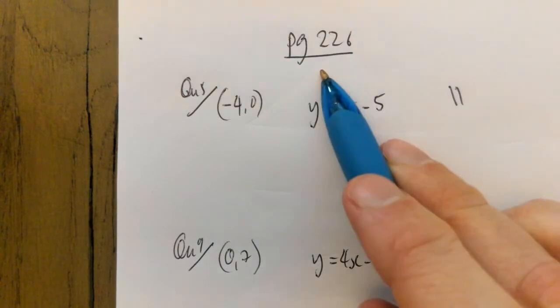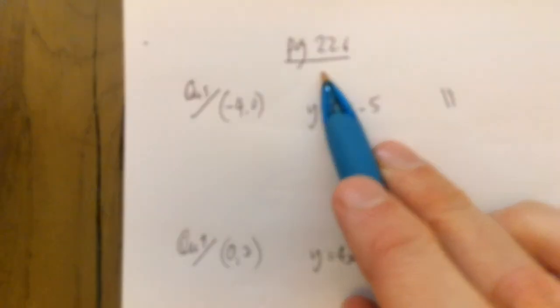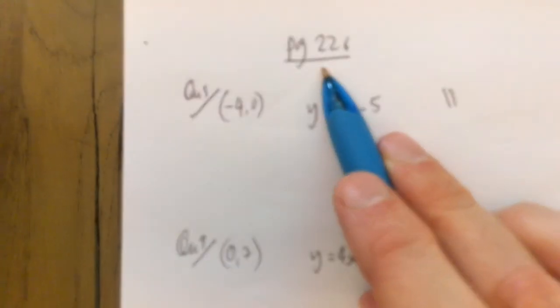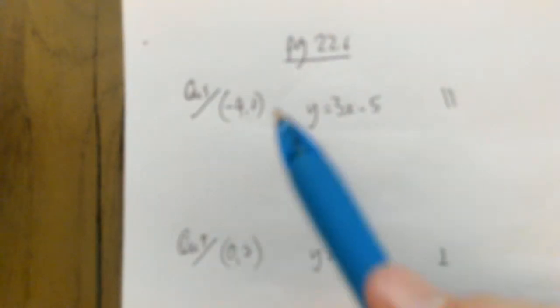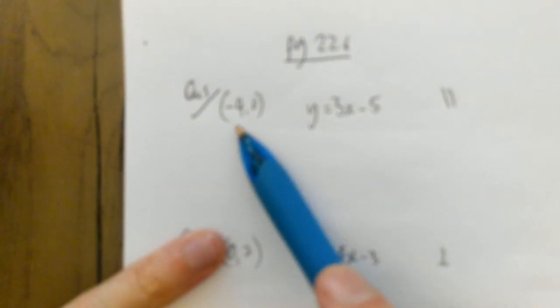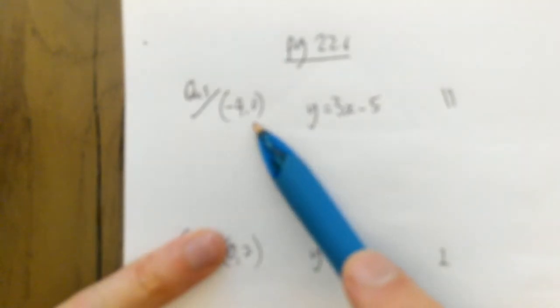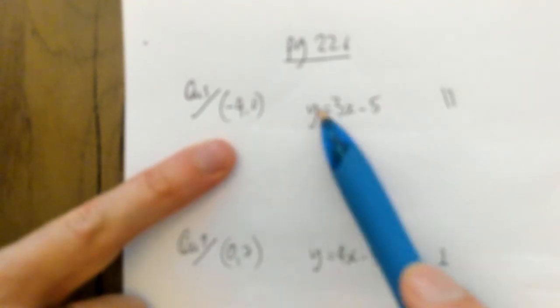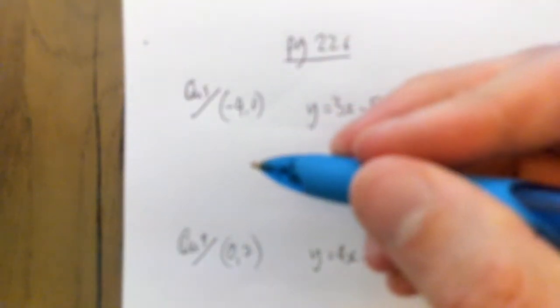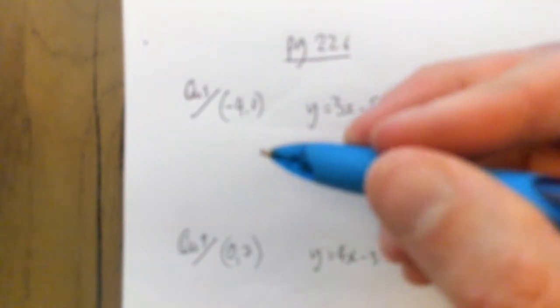So we're on page 226. This is the one that came in this morning. This is Tuesday. Right, page 226, question 5. We want to find the equation of the line that goes through (-4, 0), and it's parallel to the line y equals 3x minus 5. Okay? So, let's focus there, camera, please.